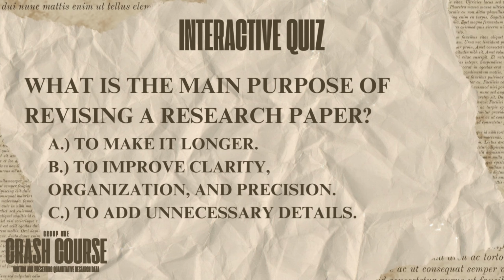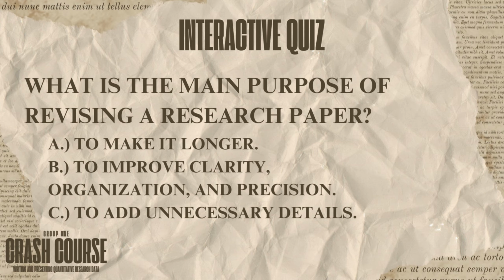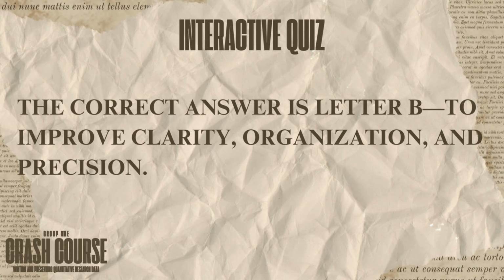Question number 1. What is the main purpose of revising a research paper? A. To make it longer. B. To improve clarity, organization, and precision. C. To add unnecessary details. The correct answer is B. Revising ensures your research paper is clear, organized, and precise, making it easier for your audience to understand.